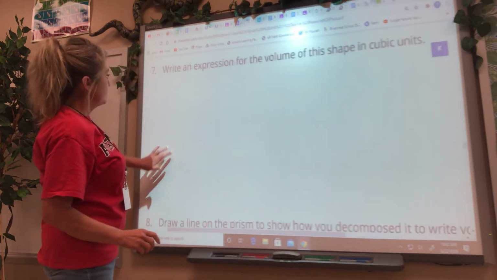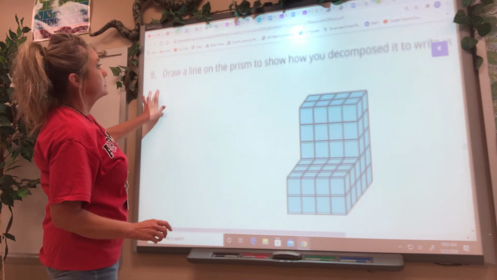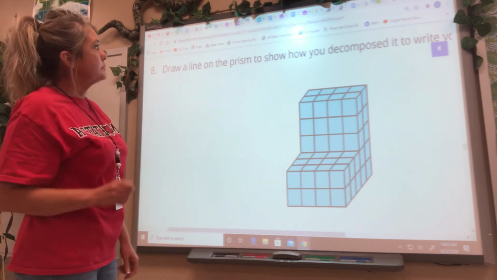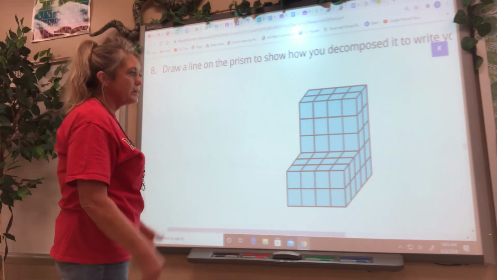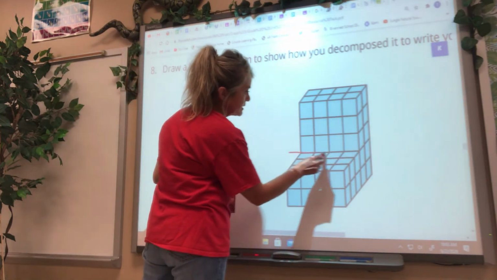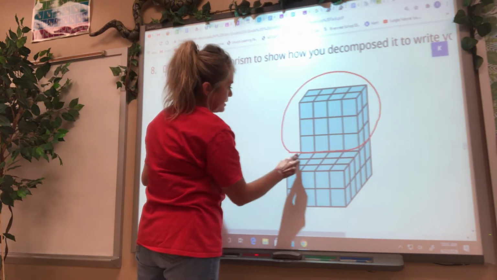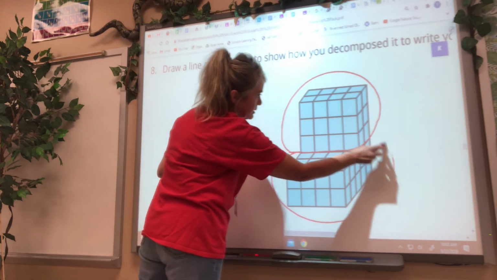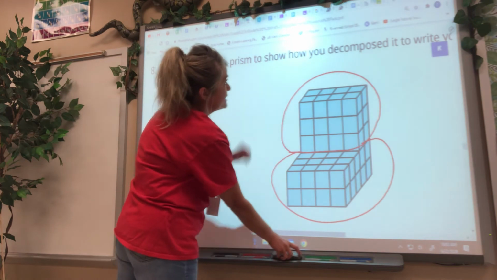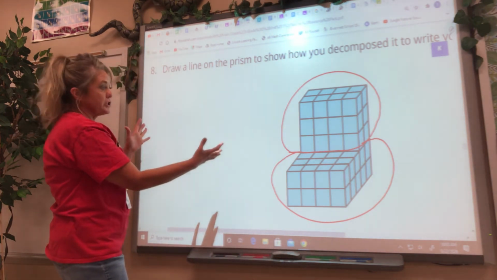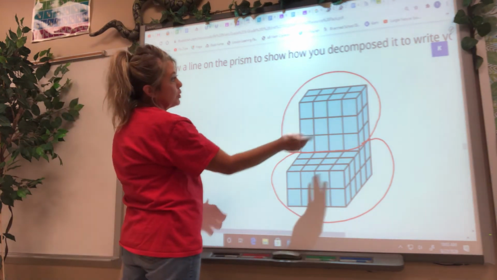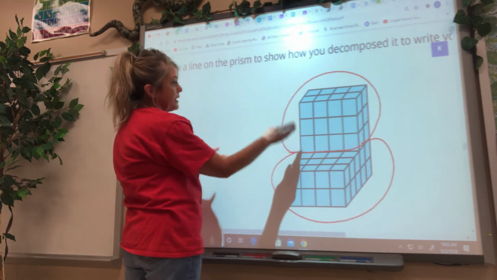They will have questions that say, draw a line on the prism to show how you would decompose. Decompose is just what I did a minute ago. Decomposing it is just the breaking of it into the separate parts. And then it says, write your equation, which is what we just did. It would be the length times width times height, 4, count back 2, and up 3.